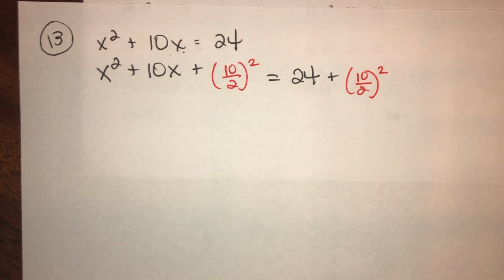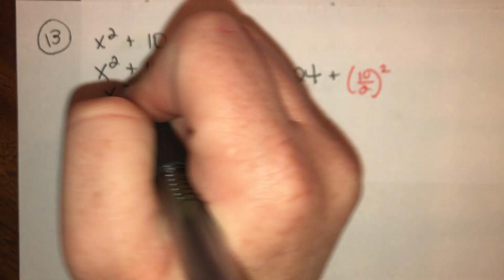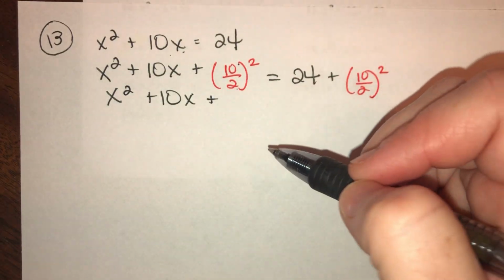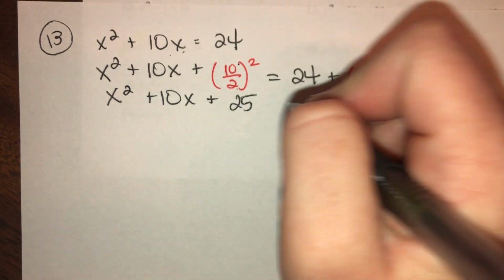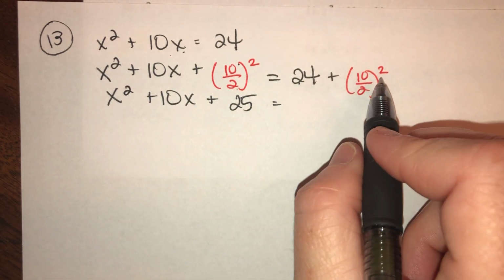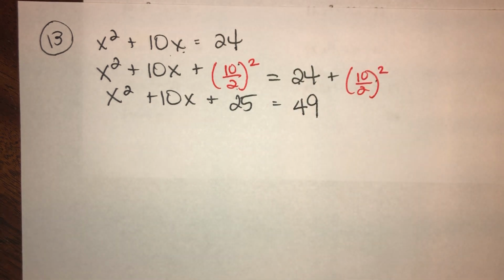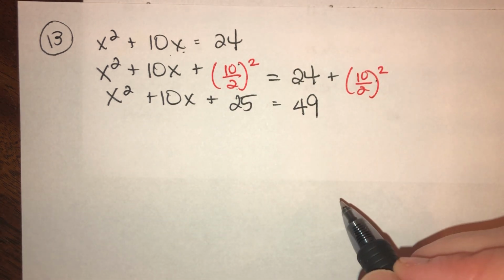That's going to keep both sides equal. Then I can simplify. X squared plus 10x plus 10 divided by 2 is 5. 5 squared is 25. 24 plus 25 is 49. And you can kind of see where this is going because that's a perfect square.